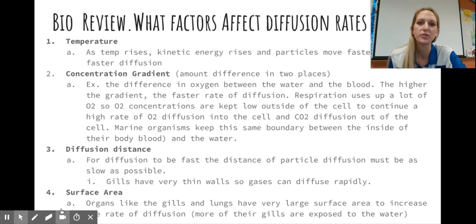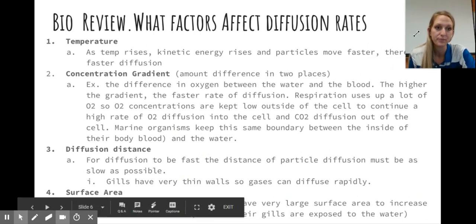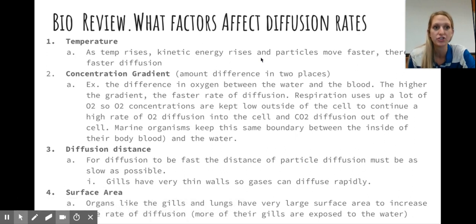Okay, so what's going to affect diffusion rates, or how fast things will disperse randomly? Temperature. As temperature rises, the kinetic energy of your particles will also rise, and they're going to move faster. They're going to bombard and hit other molecules and cause them to also disperse a little bit faster. The concentration gradient, so the difference between 2 concentration amounts. If the concentration gradient is really large, diffusion is going to happen a lot faster.